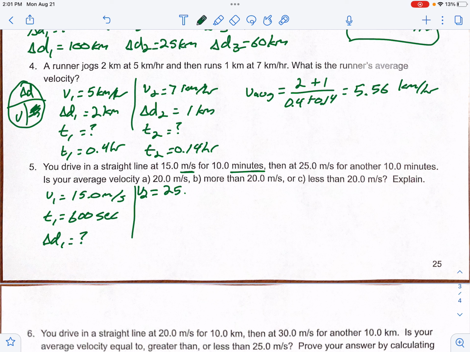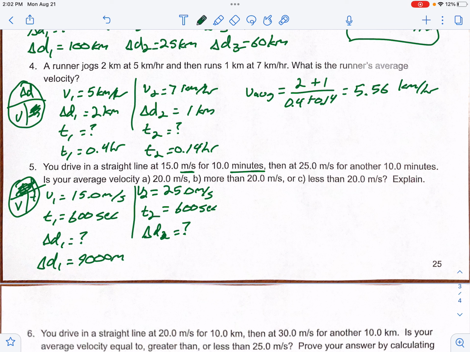That is 25.0 meters per second. My time 2 is still 10 minutes, so 10 times 60 gives me 600 seconds. And displacement 2, I don't know. Okay, so if you do your V equals D over T, so V, D, and T, I'm looking for D, so cover it up. So that's going to be V times T. So 15 times 600. So displacement of 1, so D1 becomes 9,000 meters.